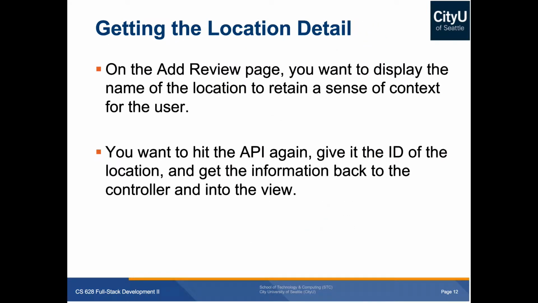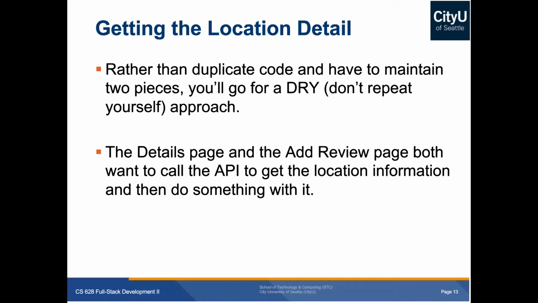So on the add review page, you want to display the name of the location to retain a sense of context for the user, so they know which location they're trying to add a review to. You want to hit the API again, give it the ID of the location, and get the information back to the controller and into the view. Rather than duplicate the code and have to maintain two pieces, you'll go for the don't repeat yourself approach. The details page and the add review page both want to call the API to get the location information and then do something with it.